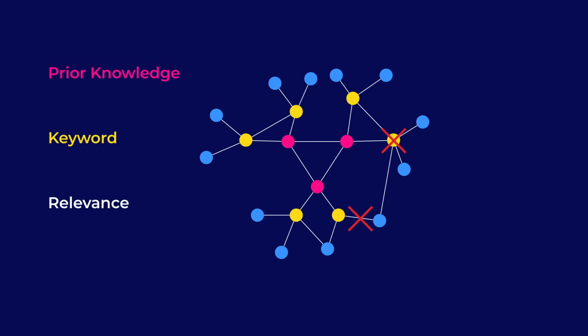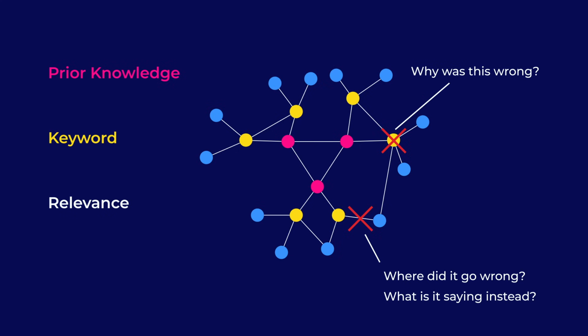Okay, I thought it was this way, but it's not. I'm wrong. Why am I wrong? Where did I go wrong? Well, what is it saying instead? So do you see now it's a little bit more relevant? And with that relevancy, that again builds a stronger schema to improve our memory and our depth of knowledge mastery. So those are two very quick techniques that you could use.